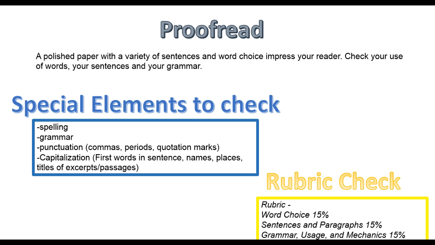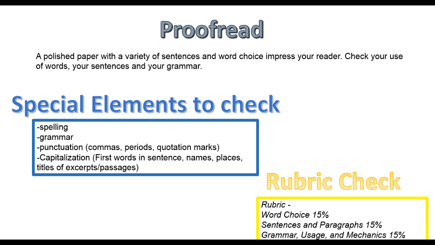What is proofread? Proofread is making your paper polished with a variety of sentences and word choice to impress your reader. Check your use of words, your sentences, and your grammar. The blue box is special elements we want to check whenever we're proofreading. We want to check our spelling, our grammar, our punctuation, talking about commas, periods, exclamation marks, quotation marks. We also want to check our capitalization, the first words in a sentence, names, places, titles of excerpts and passages.